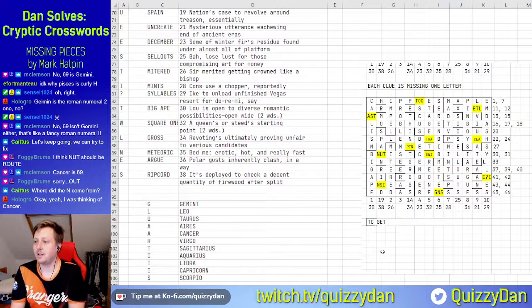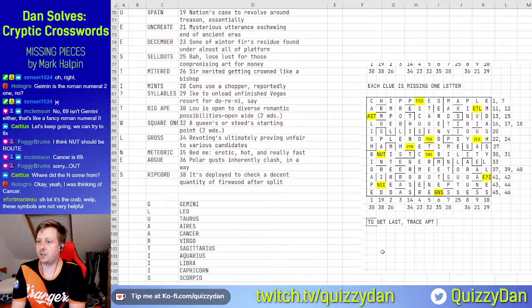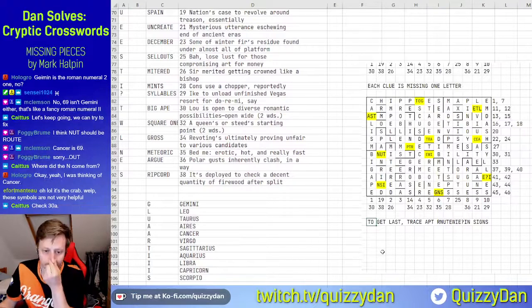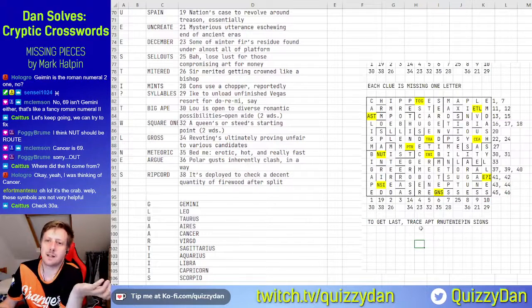To get last, trace apt, and then we got RNUTEWI, E something IN. So that's trace apt. So we need to trace the Pisces. Where did the N come from? 43.